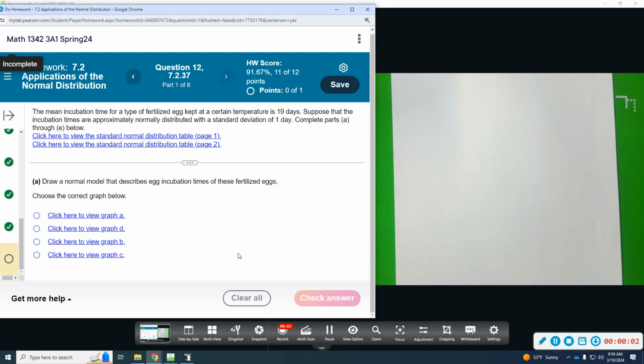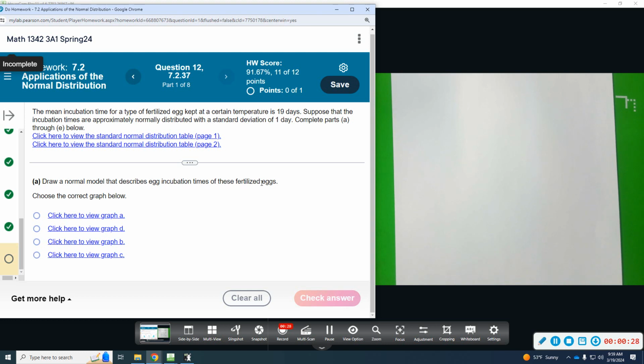All right, number 12 says the mean incubation time for a type of fertilized egg kept at a certain temperature is 19 days. Suppose that the incubation times are approximately normally distributed with a standard deviation of 1 day. Complete parts A through E. So first we want to draw a model that describes the incubation times of these fertilized eggs.